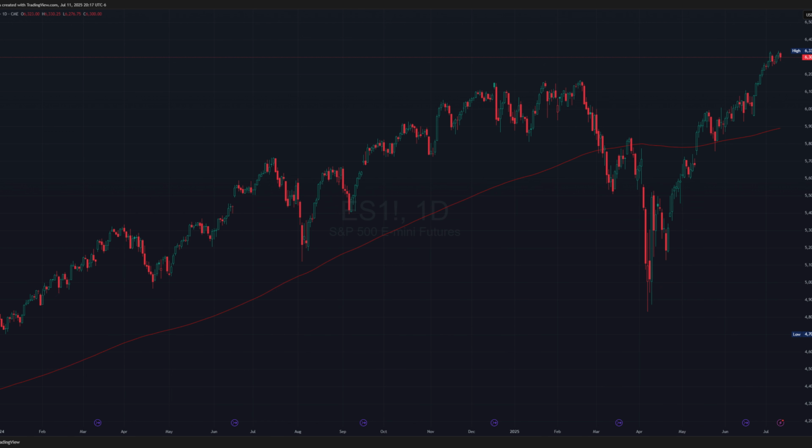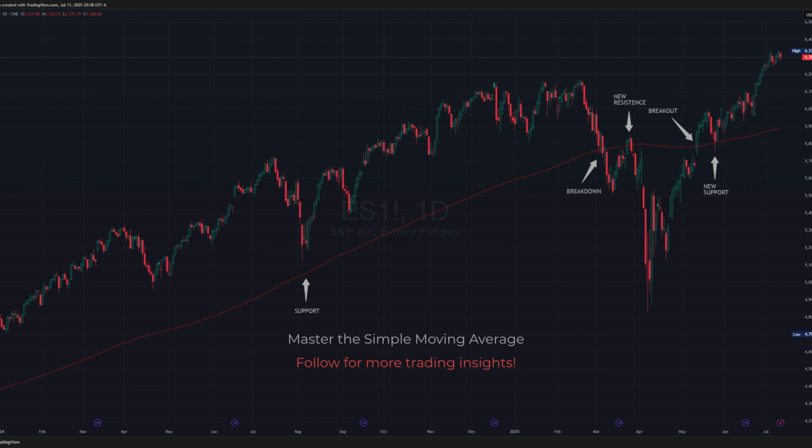Moving averages can also act as dynamic support and resistance levels. If the price is above the line, it can act as support. If it's below, it might act as resistance. Simple, powerful, and super versatile. That's the simple moving average.